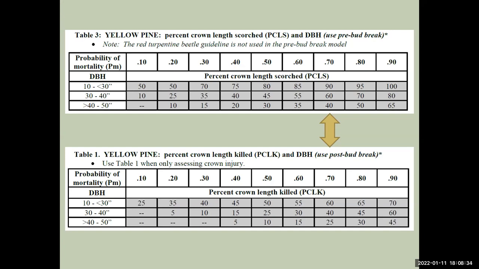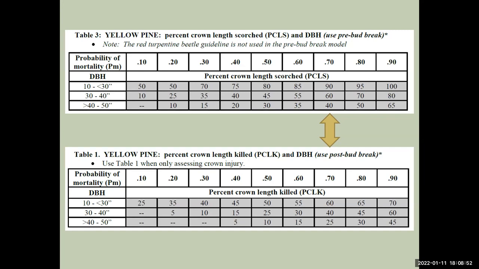People can flex around that. One size does not fit all. You can pick different probabilities of mortality for different tree species or different management objectives. But for this table, I just wanted to show you, we'll just look at the 0.7 probability column. And so the top one is for yellow pine.